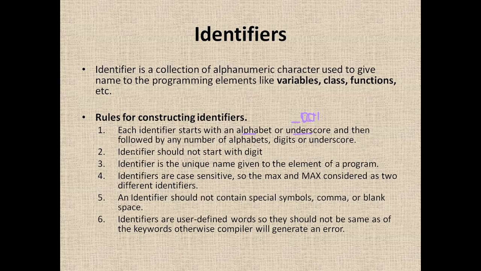The next rule is that an identifier should not start with a digit. If you write it like 0a, if your identifier starts with a digit, then it will give you an error that it is not allowed. An identifier is a unique name given to an element of the program. Each and every identifier must have a unique name. Identifiers are case sensitive. So if you have declared the variable a, and you are going to print capital A, then you will get an error that capital A is not defined. We will study it by using IDLE.